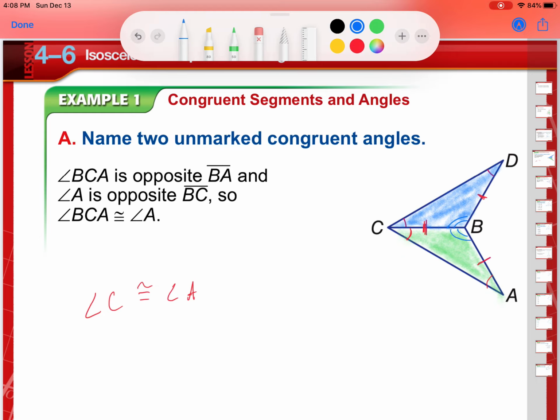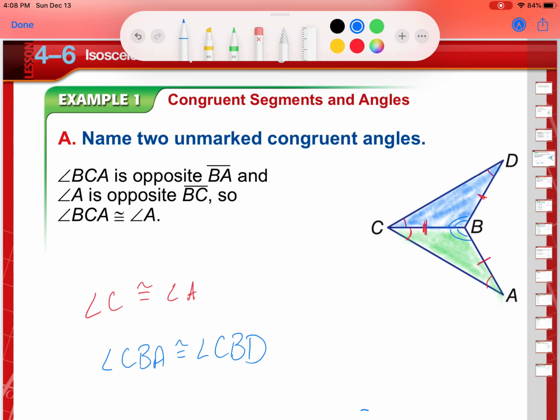Now there's another pair we could have chosen. We could have said angle CBD is congruent to angle CBA, or CBA is congruent to angle CBD.